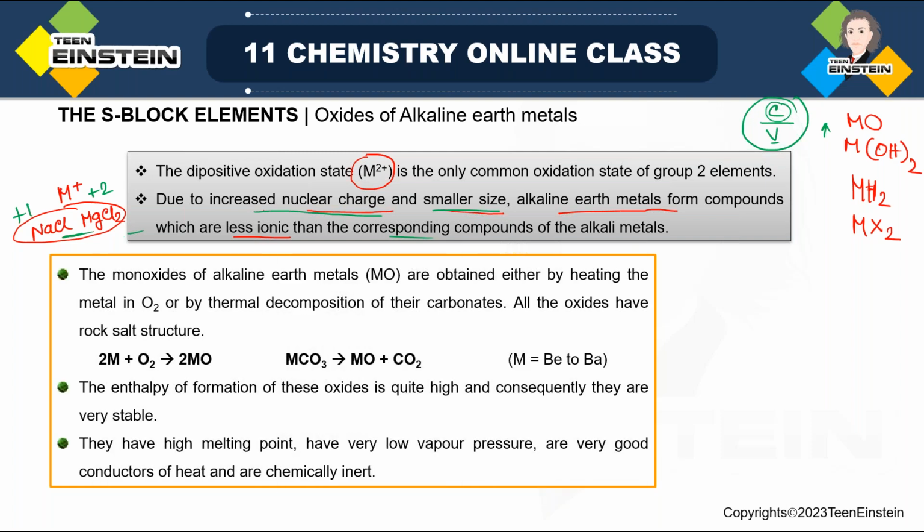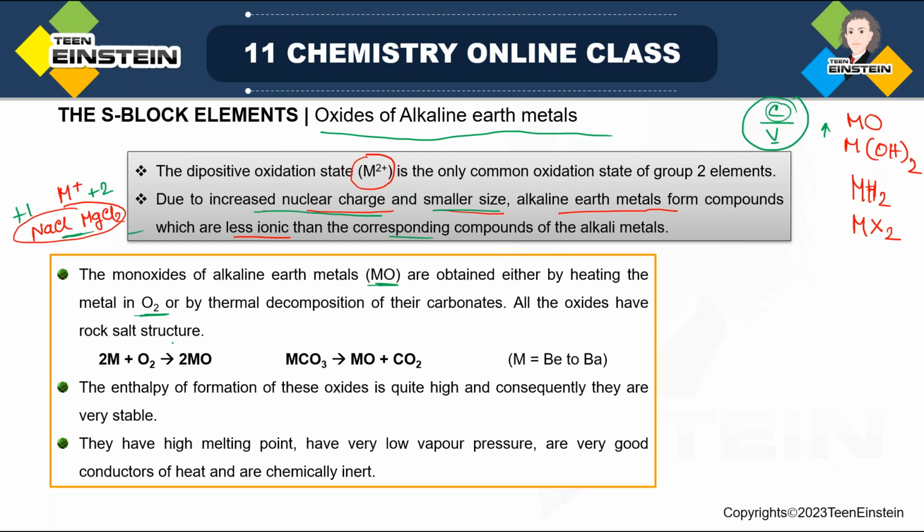Now we will actually see the characteristics of oxides of alkaline earth metals, the monooxides. Unlike group 1, where we have seen different types of oxides are possible, peroxide and superoxide, here monooxide is formed by all these elements. How can we obtain it? Either by heating the metal in oxygen. This part you have already seen when we discussed the chemical properties. Remember, in chemical properties we saw how these metals react with air, and in air there is both O2 and N2, oxygen and nitrogen. So there we have already seen it.